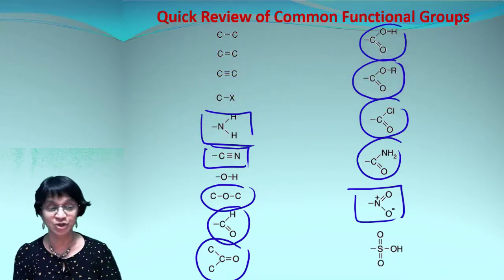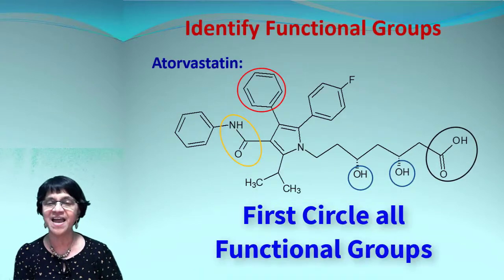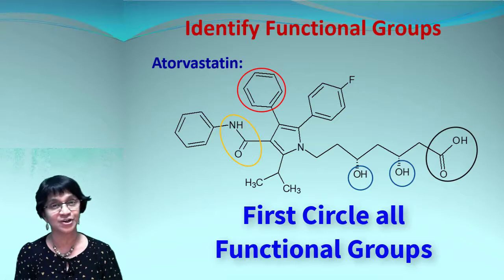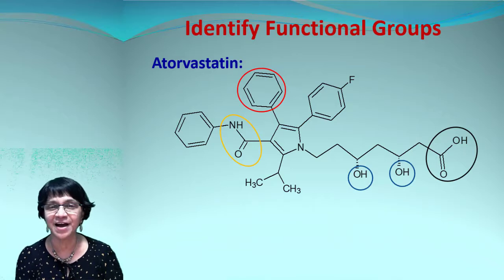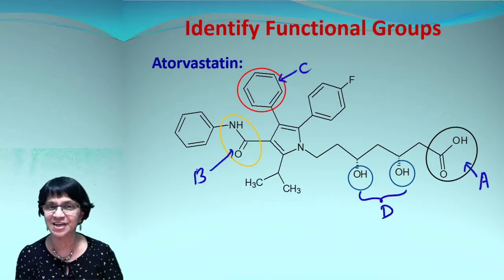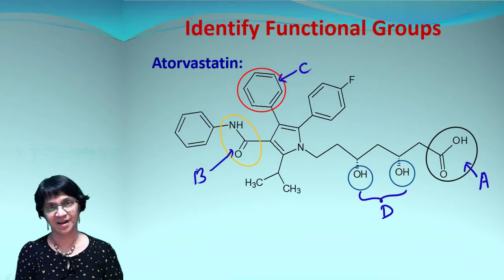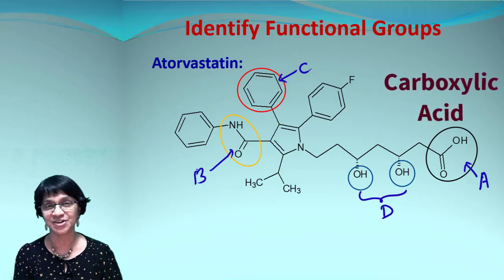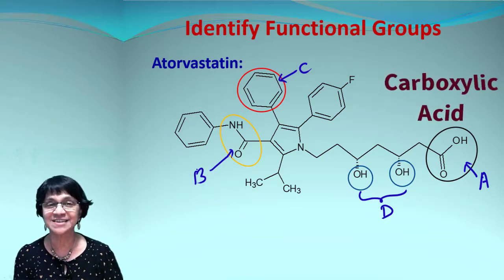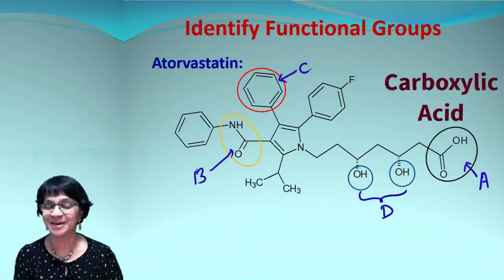So let's go back to our molecule. And what I did was I actually circled these functional groups to make it easy. And our goal is to identify the name of the functional groups. So to make it simple, let me just label those. So this is A, COOH. Which group is that? That is the carboxylic acid group.